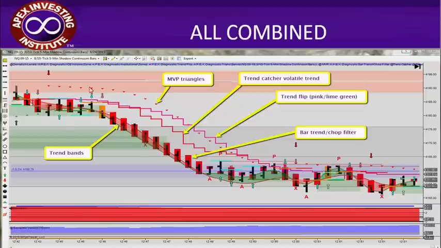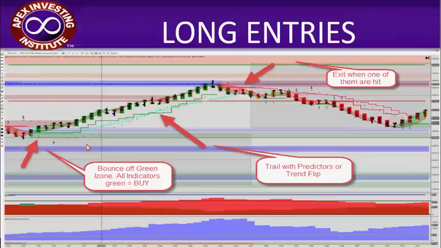What are we looking for in a nutshell here? We've got the orange or brown or red zones, and we've got our green zones. So let's take a look at a long entry. What am I looking for if I want to go long in a market? Well, if the market is up here at a sell zone, am I looking for a buy entry? Even if every single indicator I have, and every other indicator in the world, shows me to buy up here, I'm not looking to buy up there.